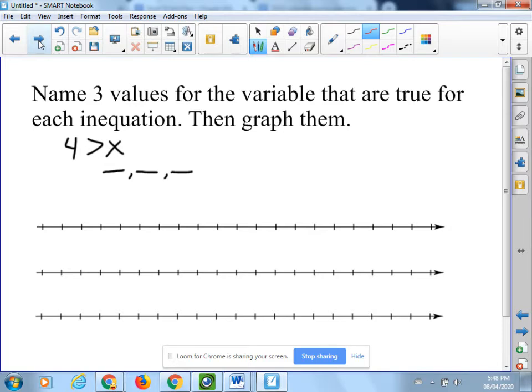So if 4 is greater than x, that means that x has to be smaller than 4. Because there's no equal sign, it can't be 4. So I can pick numbers like 3, 2, and 1. Then if I'm going to go to a graph, because my number is 4, my 4 has to be on the graph.